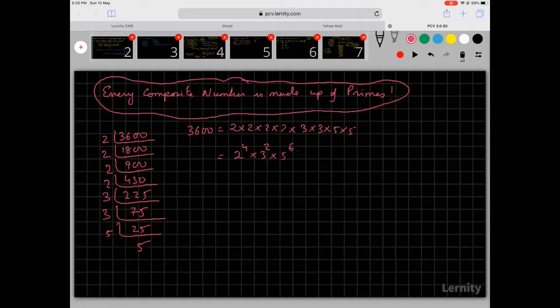So these are all prime numbers. 2, 3 and 5 are the prime factors of 3600. You have taken 4 of one prime, 2 of another, and 2 of another, and then you have constructed a number, and that number is 3600. Can you work it out?